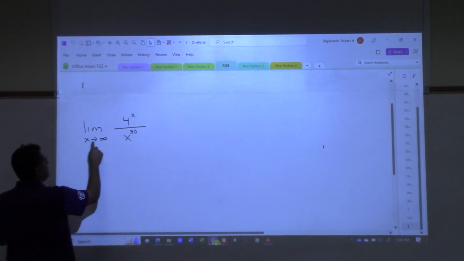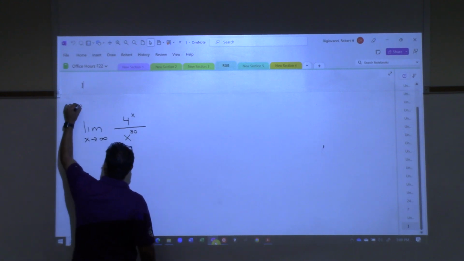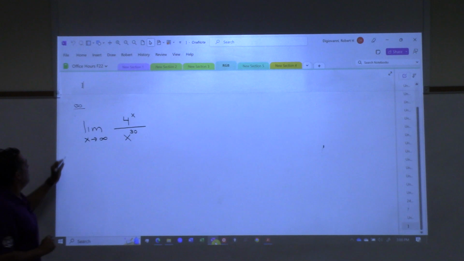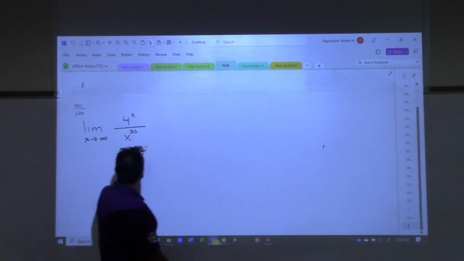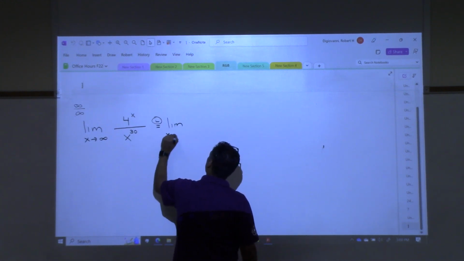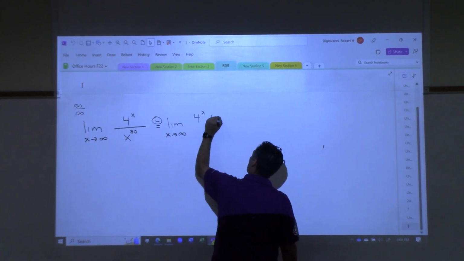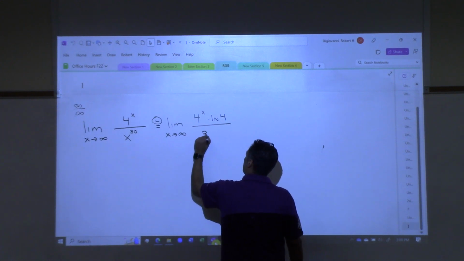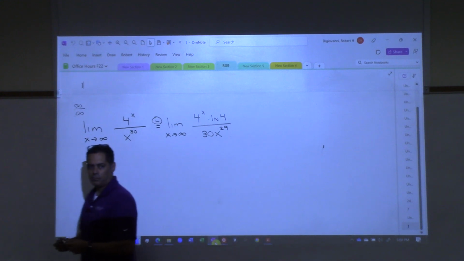As x goes to infinity, what's 4 raised to the infinity? Infinity, right? So the top's headed to infinity. Bottom, what's infinity to the 30th power? Infinity, right? Do y'all agree? We have what we need for L'Hopital. Let's do L'Hopital one time. When we do L'Hopital one time, what does the top become? 4 to the x times natural log of 4 over what? 30x to the 29th power. Right?